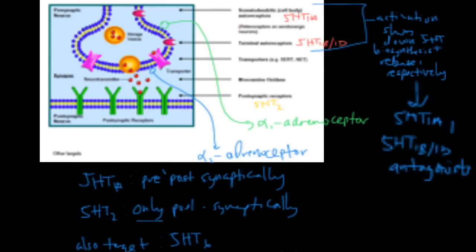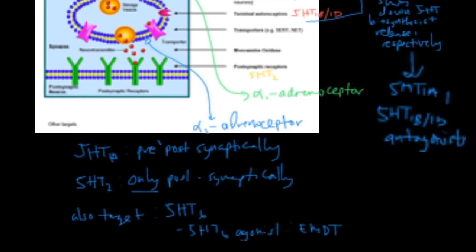Let's see, your targets also include 5-HT6, and there is a 5-HT6 agonist, which is EMDT.